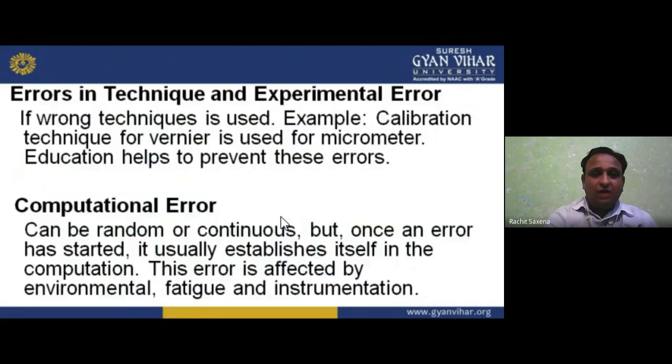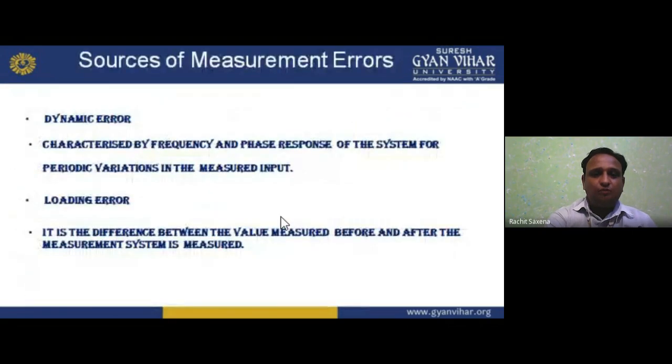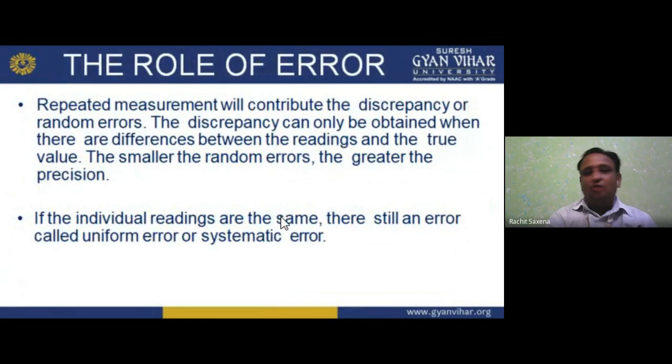Now, I'm repeating again what the error is. Repeated measurement will contribute discrepancies or random errors. The discrepancy can only be obtained when there are differences between readings and the true value. So the smaller the random errors, the greater the precision. If the individual readings are the same, there is still an error called uniform error or systematic error.